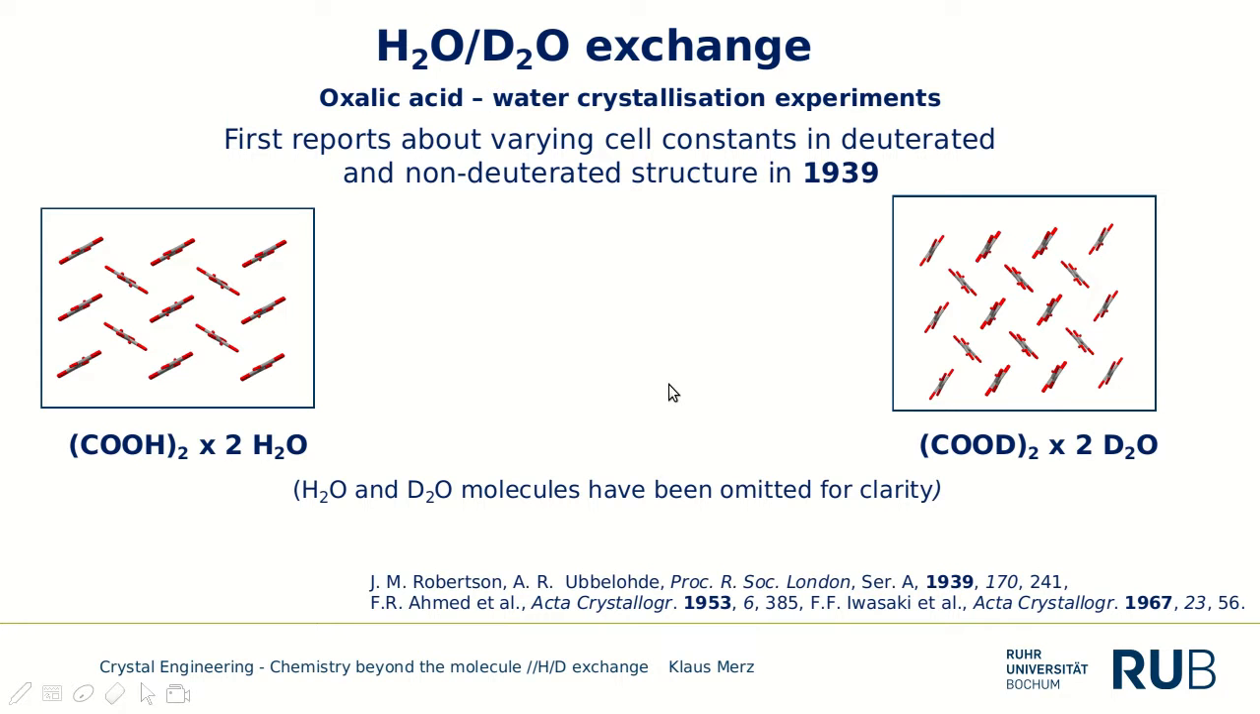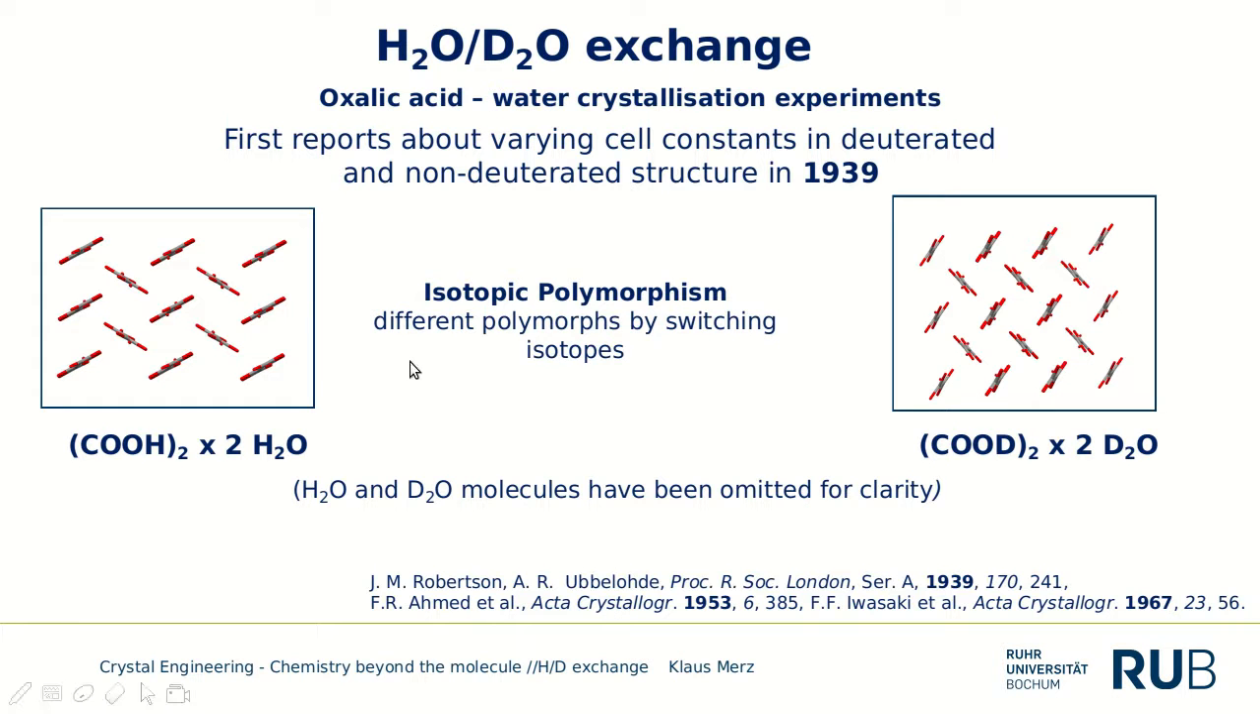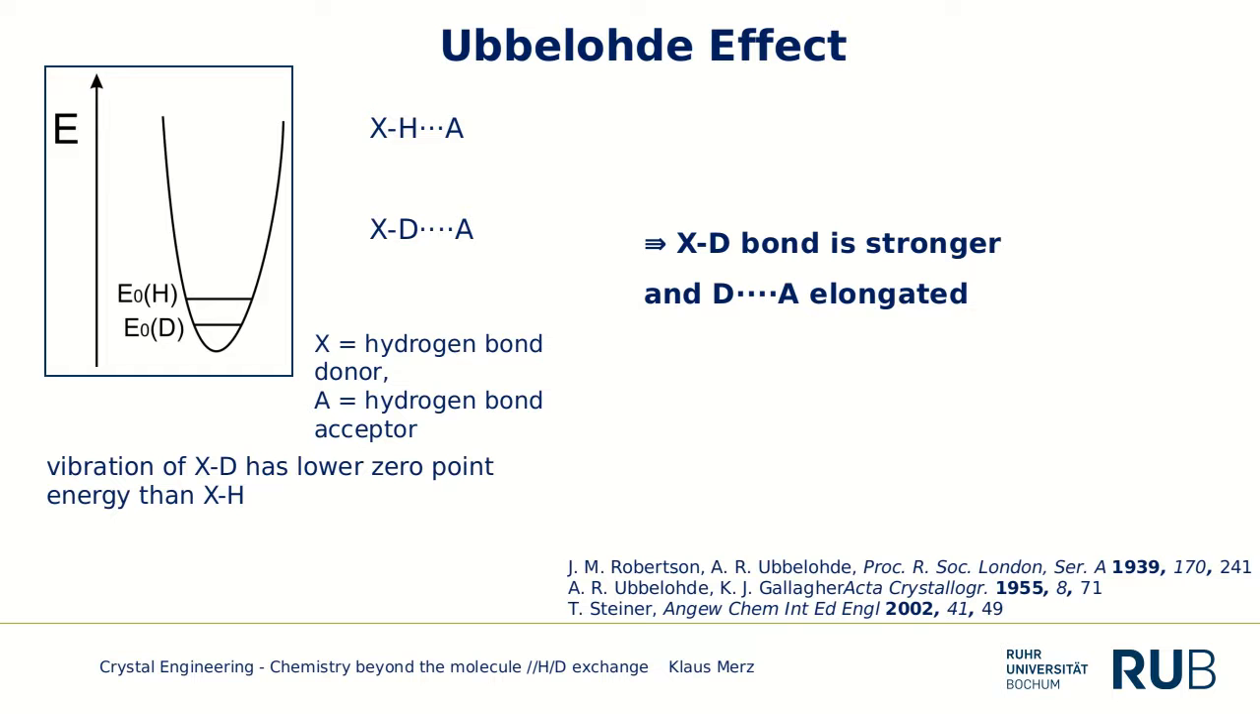So this was the first example that HD exchange has an influence on crystal packing. And if you look in the literature, such an effect, phenomenon, is called isotopic polymorphism. Different polymorphs by switching the isotopes. Okay, what is the background? The background is called the Ubbelohde effect.